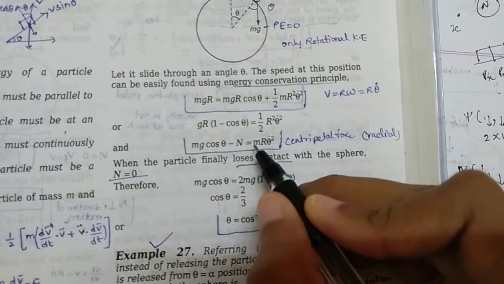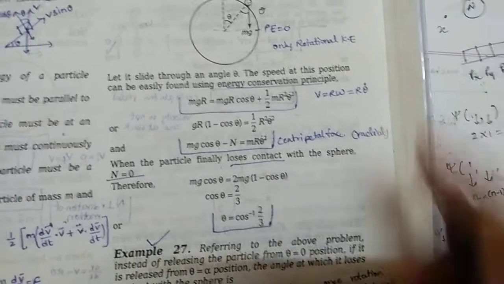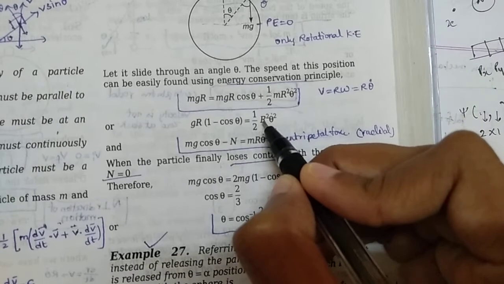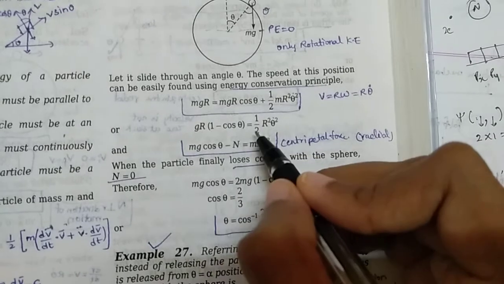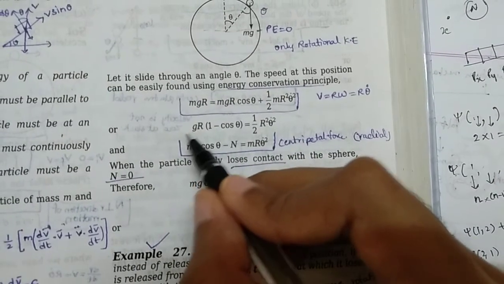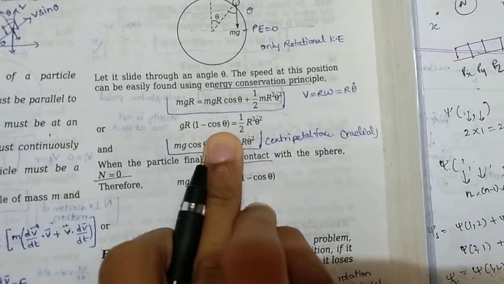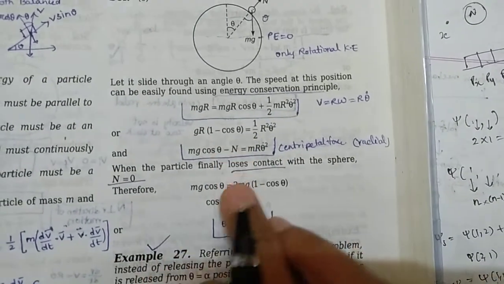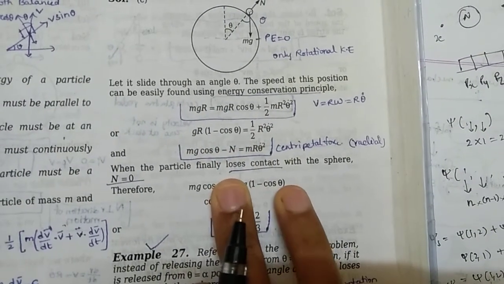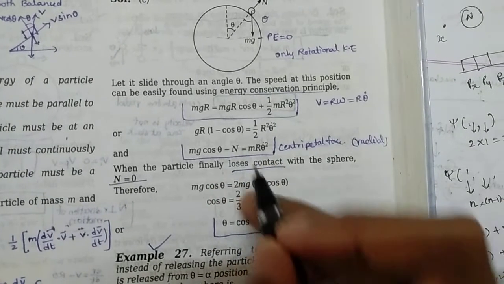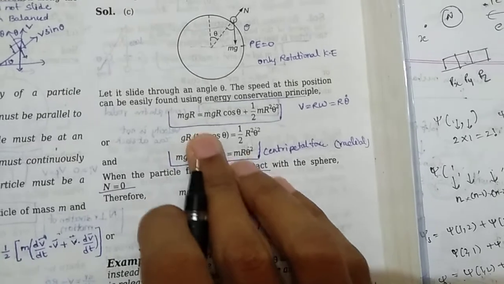equals m r theta dot square here from this equation. So mg cos theta is equals to m r theta dot square, and r theta dot square could be found from this equation. So here we are having one r, two r's, that is r square. So one r and this r would get cancelled. So this 2 would go to that side. So 2g into 1 minus cos theta is nothing but r theta dot square.